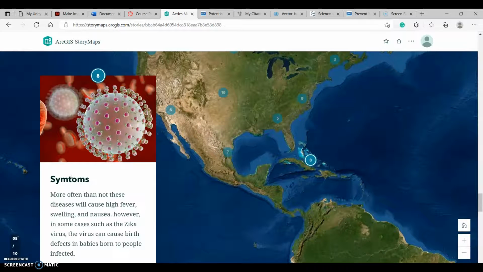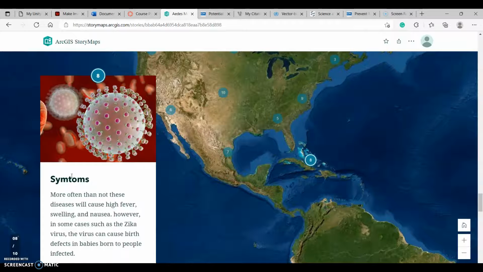Symptoms of these types of diseases. It's important to understand so that if you are infected, you can get medical attention as soon as possible. More often than not, these diseases will cause high fevers, swelling around where you were bit, nausea, severe fatigue. Oftentimes, people will develop severe headaches, things like that.